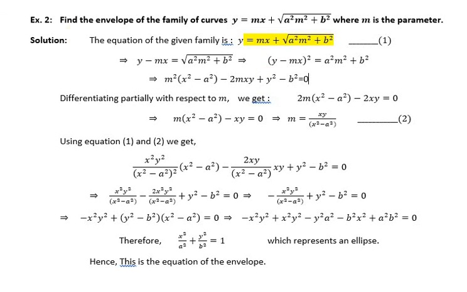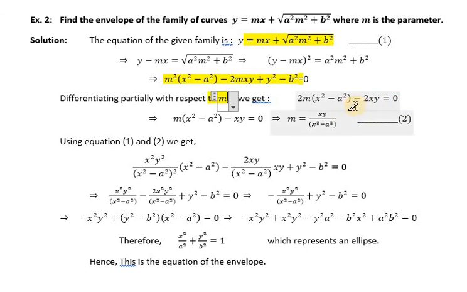When we differentiate this equation partially with respect to m, see, when you differentiate m square, you will get 2m into x square minus a square, that is the first term. Minus 2mxy, if you differentiate with respect to m, it is minus 2xy. And y square and minus b square are constants because there is no m term. Hence, the derivative of this equation with respect to m is 2m into x square minus a square minus 2xy is equal to 0.